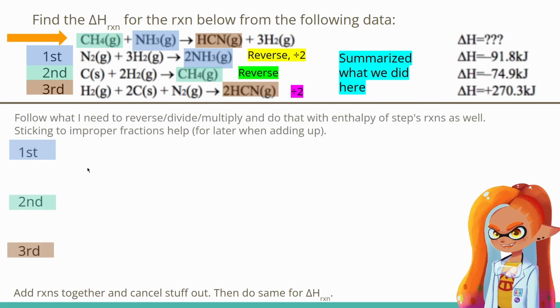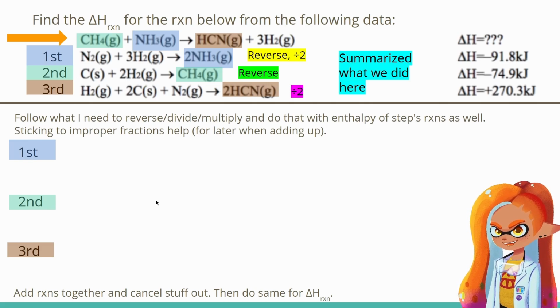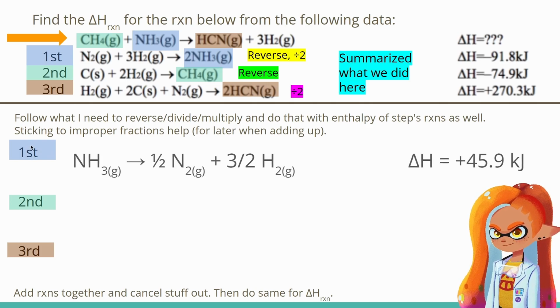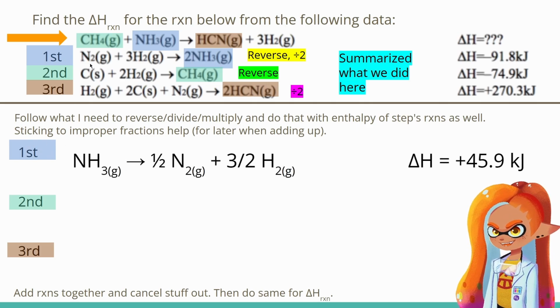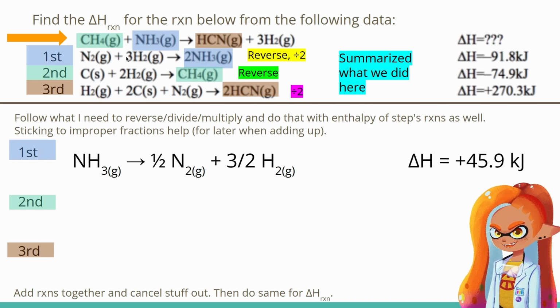And so I'm going to do each of these down here and show what I mean. So I'm going to do all that multiplying and dividing action with these different steps. Doing improper fractions is fine because it helps. So, yep. All right. That first one, I'm reversing and dividing by 2. So I divide all the coefficients by 2. And I also reversed it.